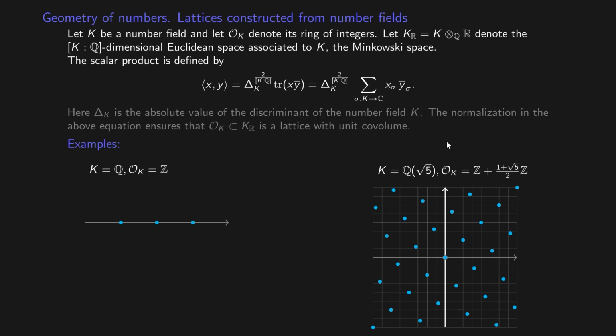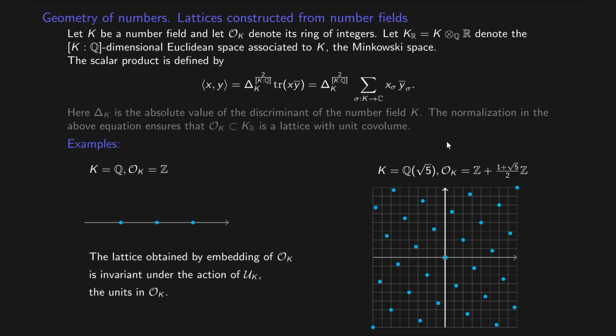Now, of course, we have this focus on the symmetries. For example, we can see that the group of units of our number field, which lives inside this ring of integers, also acts on our Euclidean space by coordinate-wise multiplication. And because this is a group of units, it will fix our lattice OK.